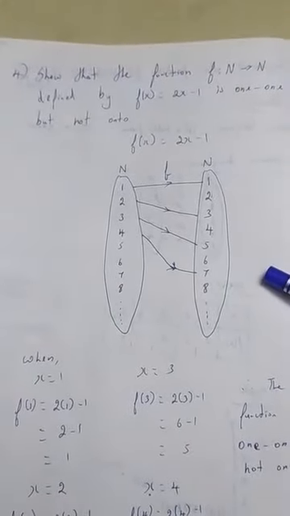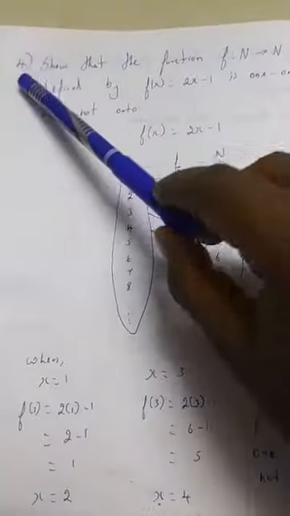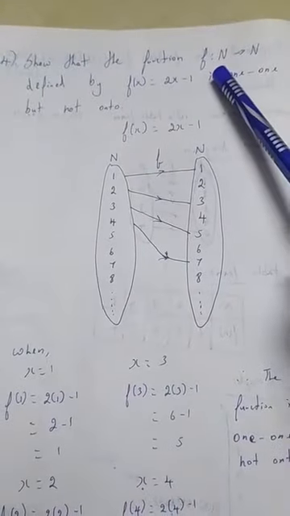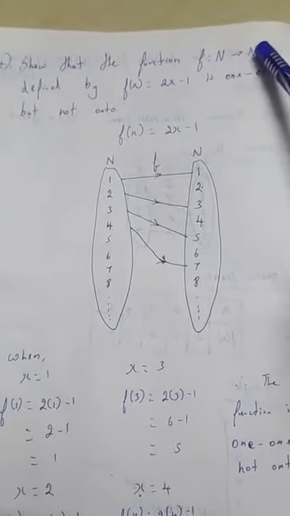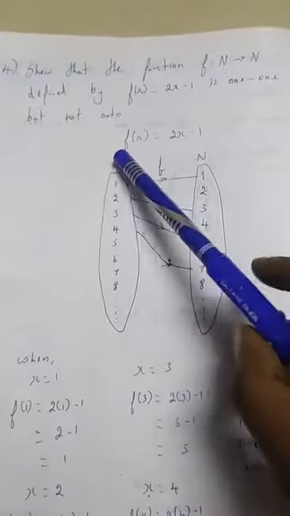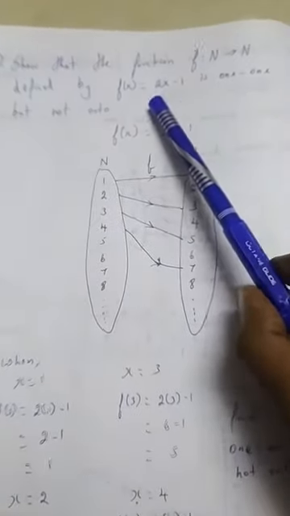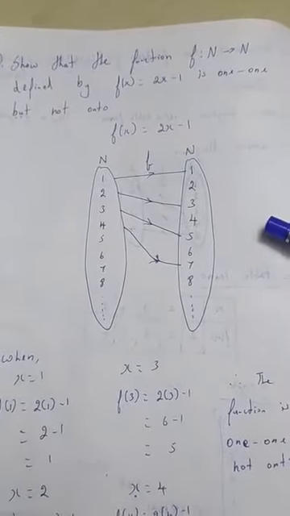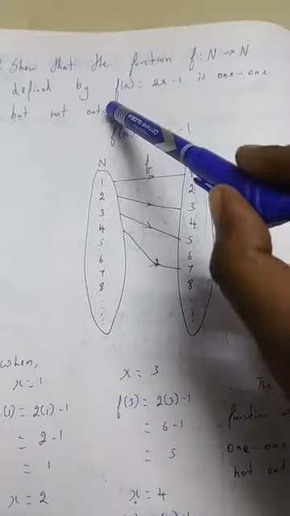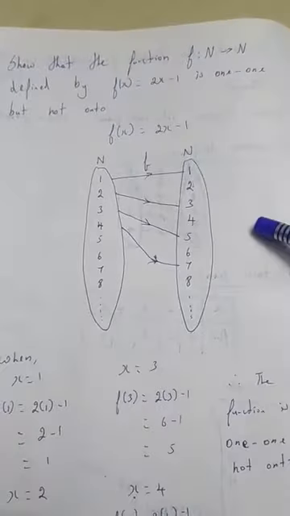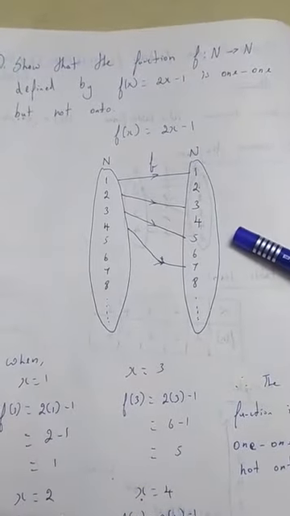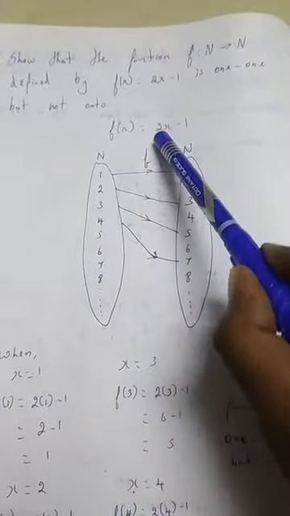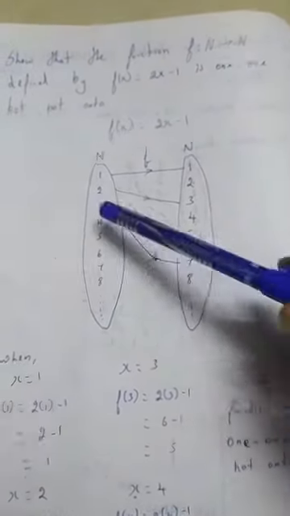Hello students, exercise 1.4, question number 4. Show that the function f from natural numbers to natural numbers, that is N to N, defined by f of x is equal to 2x minus 1, is 1 to 1 but not onto. We have to prove this function is 1 to 1 but not onto. Right? So first write the equation. What is the equation? f of x is equal to 2x minus 1.